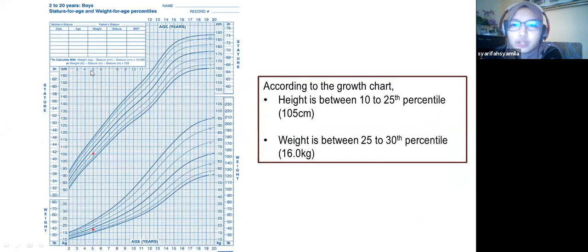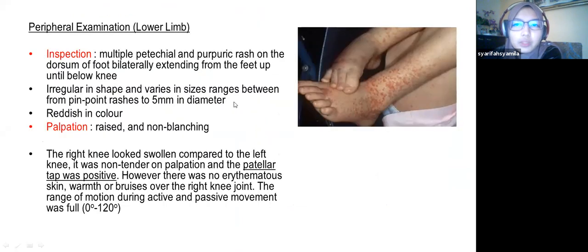So this is the growth chart of the patient. His height is between the 10th to 25th percentile, while his weight is between the 25th to 30th percentile, which is according to his age. However, we need to have a serial growth chart. On peripheral examination, this picture is just an example because I couldn't get the real picture of the patient.